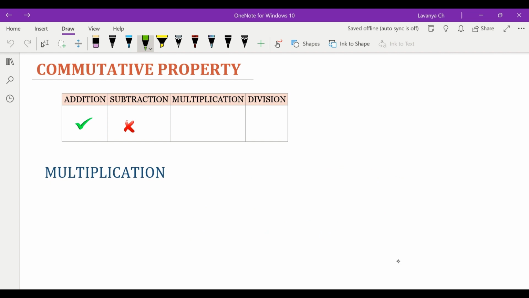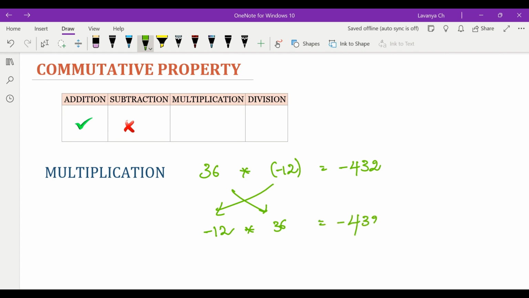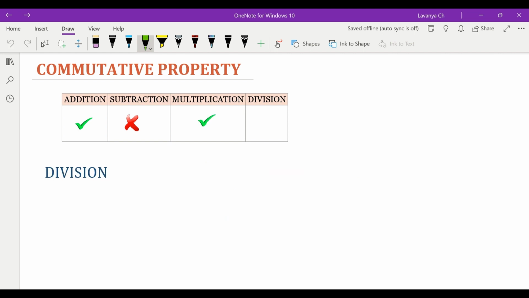Multiplication. If we perform multiplication on two integers, one positive and one negative, the product is negative 432. Swap the positions of both the integers and perform the same operation, that is multiplication. Here also we'll get the result as negative 432. Both are matching, which means multiplication of integers is commutative.